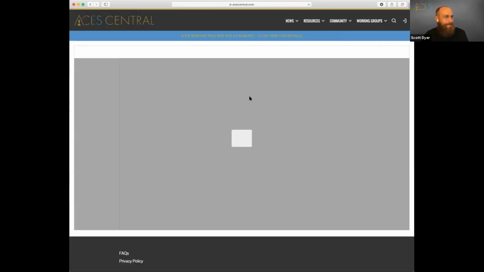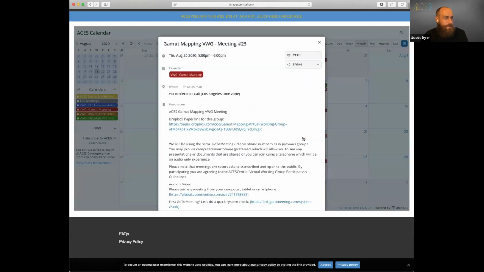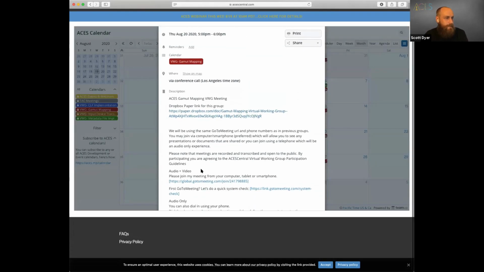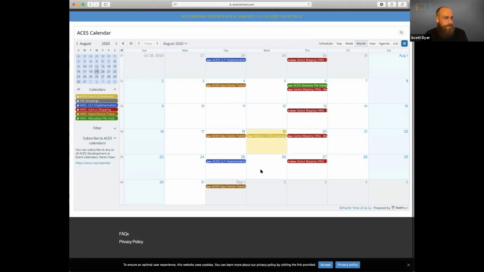Calendar. Click calendar. Boom. There's this thing, and you can see an overview of when these are. Each working group has its own little color, and you can go and see, for example, that the Gantt mapping group is actually meeting tomorrow at 5 p.m. Pacific. And you can click on that and it'll give you a link right to all the relevant information. So you can see upcoming events and meetings, including the session we're in right now. It's always up to date with all the various goings-on with ACES. All right, cool. Thanks, Chris.